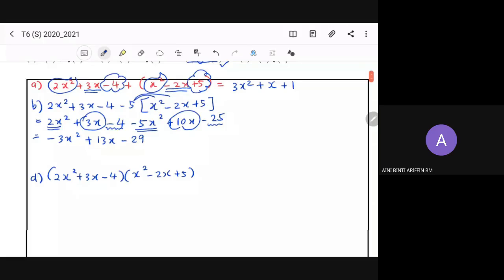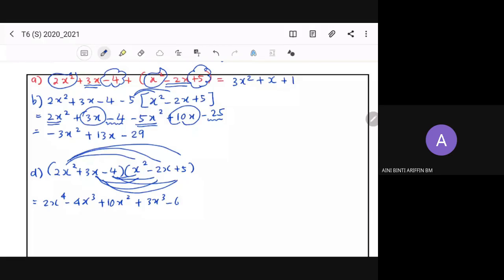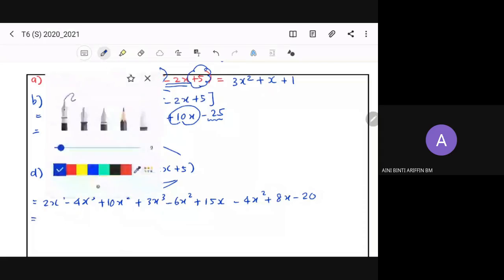Okay, next, we need to expand one by one, term by term. Panjang lah. Ini satu lagi kat belakang ni. Okay, so we expand the first term, 2x power of 4 minus 4x cubed plus 10x squared plus 3x cubed minus 6x squared plus 15x minus 4x squared plus 8x minus 20. Okay, then we collect the same degree.